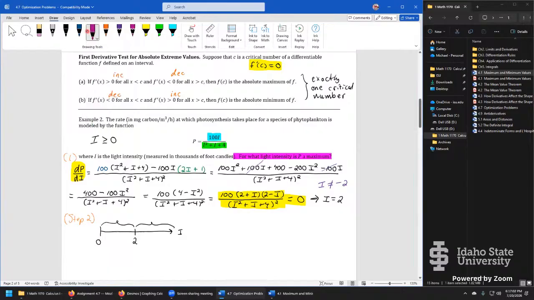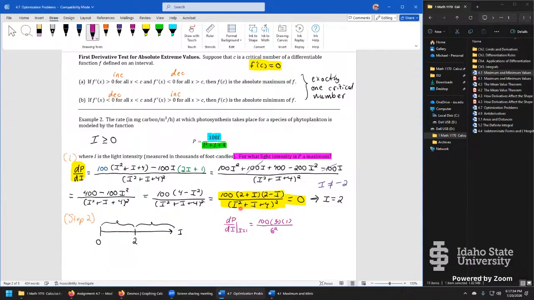So this looks like a good color for test points. We can test a value in this region, say a value 1, compute dP/dI when I equals 1. We just want to know the sign of the derivative, if it's positive or negative. We're plugging 1 here. That gives us 100 times 3 times 3 times 1 in the numerator. In the denominator, it's 6 squared.